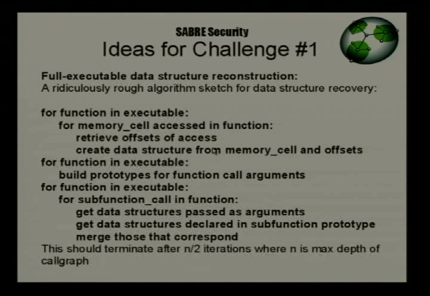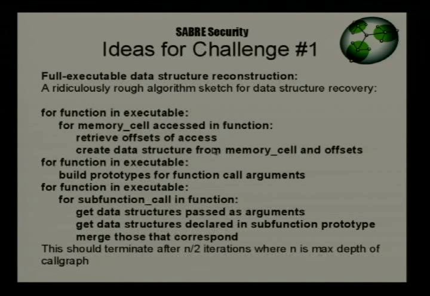So you iterate over all functions in the executable, and you find all the separate memory cells accessed in that function. You retrieve the offsets for these separate memory cells, and you create a data structure for that. So basically, in each function for each memory cell, you get a data structure. What you do then is you iterate through the entire executable and build prototypes for function call arguments from the data structures that you've just recovered.